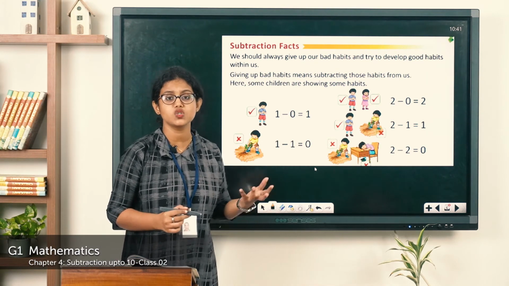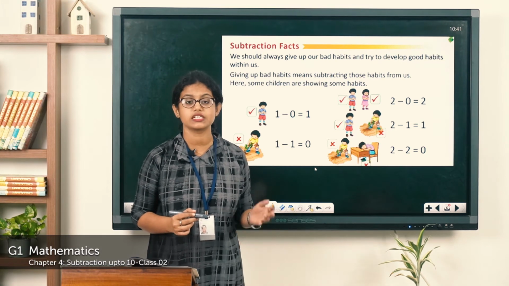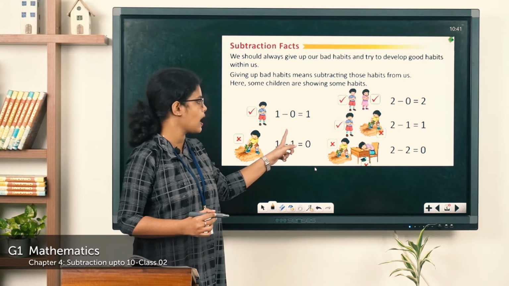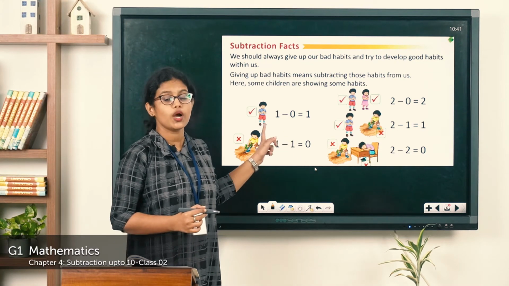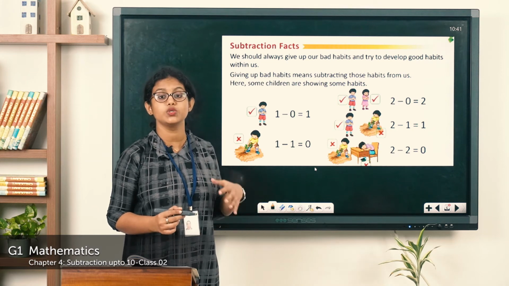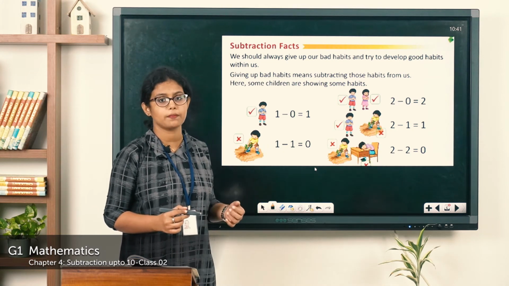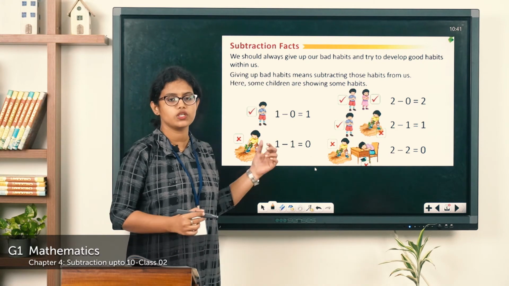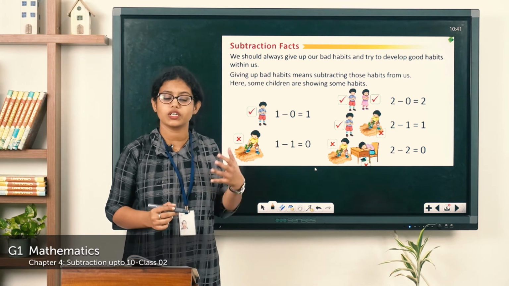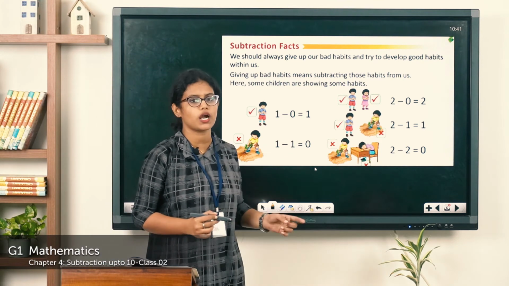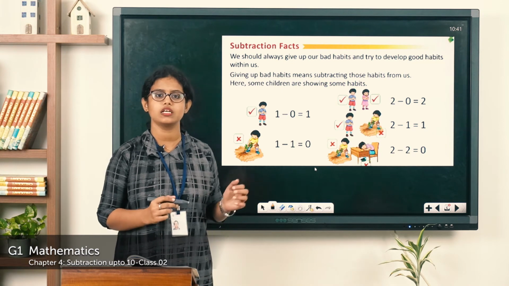So is that a good habit or a bad habit? It is a bad habit. So there is one bad habit minus. You have to take away this bad habit. Okay, you need to subtract this bad habit. So 1 minus 1. What is 1 minus 1? When you subtract the same number from itself, what answer do we get? We get 0. So 1 minus 1 equals 0.